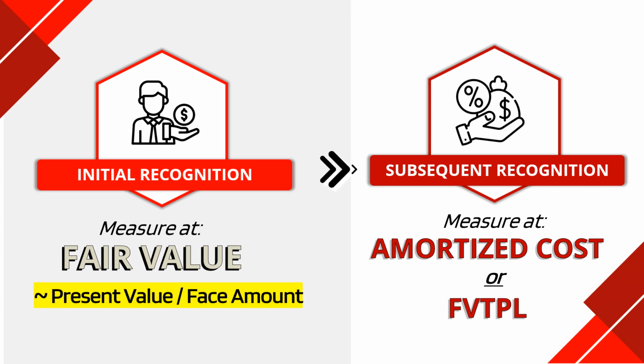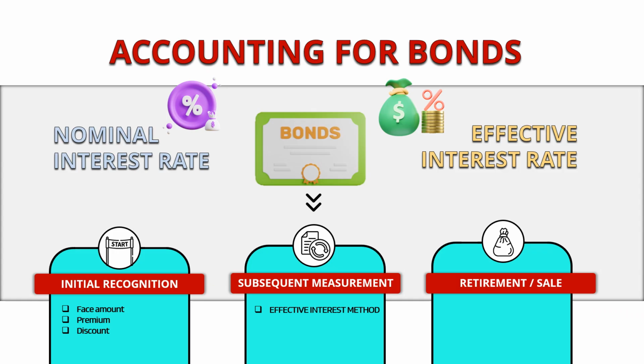So how do we measure bonds? We measure them at fair value, which is basically equal to your present value or your face amount. So we still technically measure it at present value. And then we measure at either amortized cost or FVTPL, fair value through profit or loss. I will not focus on FVTPL, we'll focus on amortized cost instead, right? So let's now learn how to account for bonds.